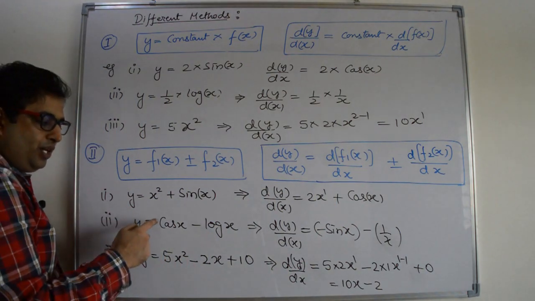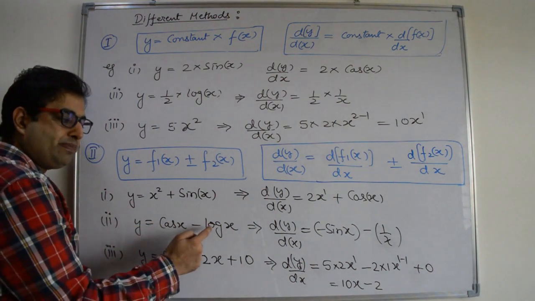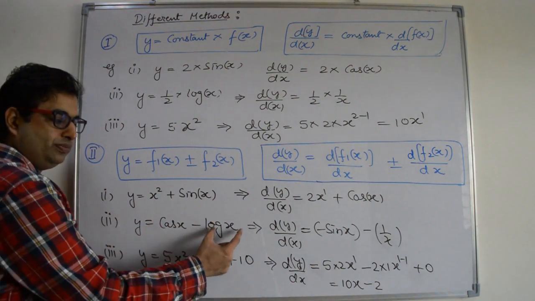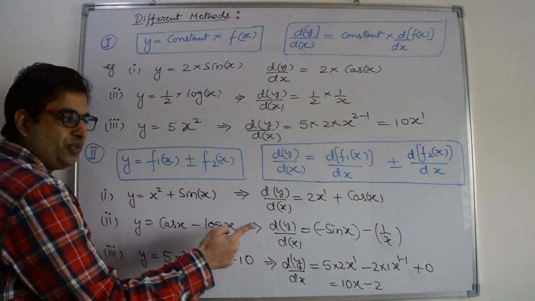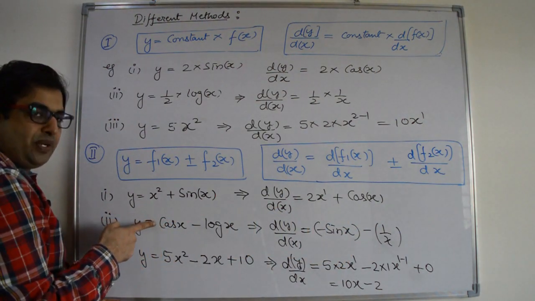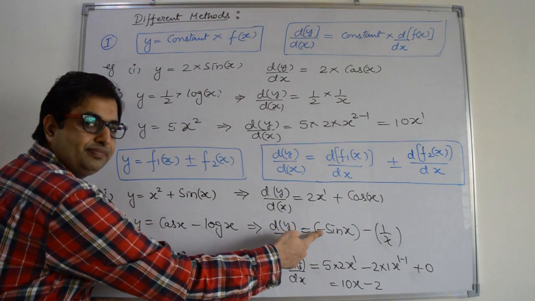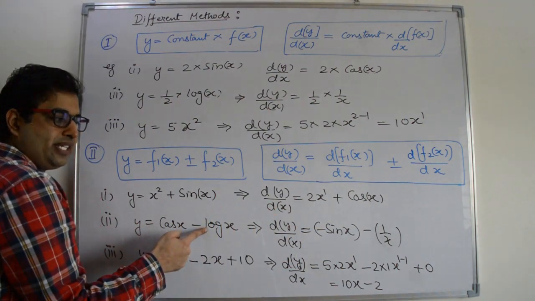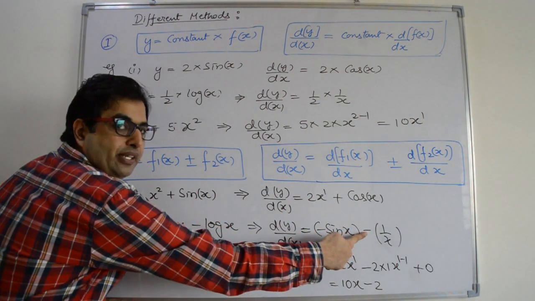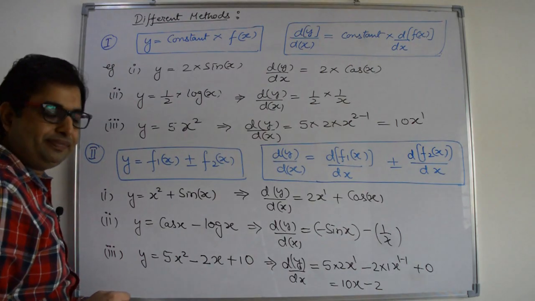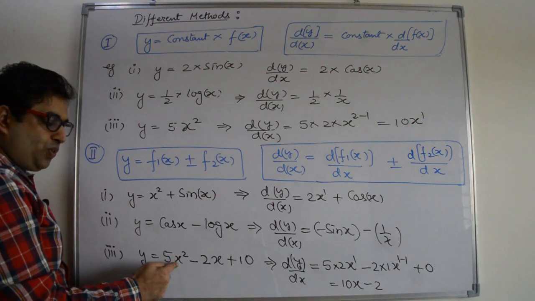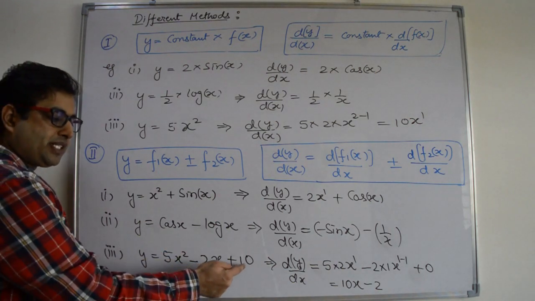Second example, y equal to cos x minus log x. We know the differentiation of these two. But here we have a negative sign, so we will use the same negative sign. Differentiation of cos x, starting from c, is minus sin x. Right? And log x, 1 by x. Negative sign, the same negative sign will come here. Got my point?